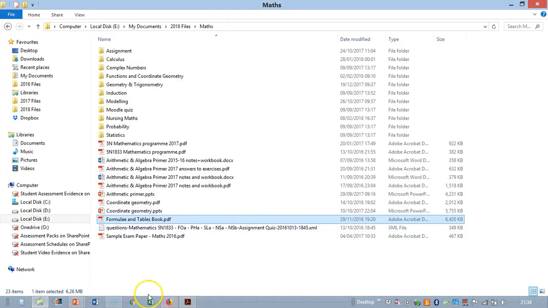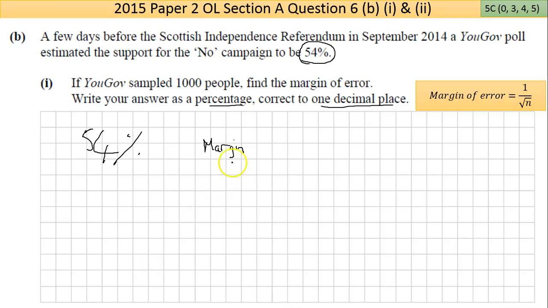Anyway, the margin of error formula is 1 over the square root of n. So as n decreases, the margin of error will increase. Sorry, I said that the other way around at first. For smaller sample sizes, there's a larger chance of error. In this case, our sample size was 1,000, so n equals 1,000.